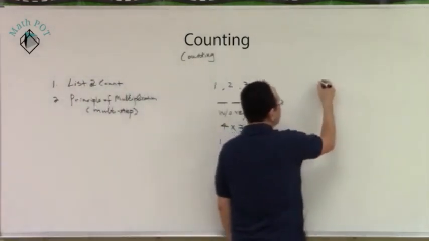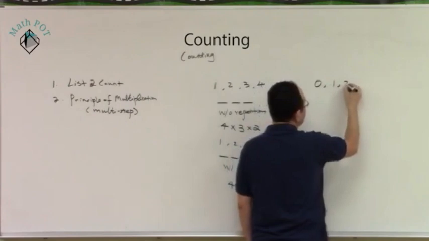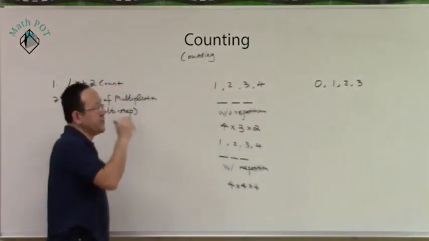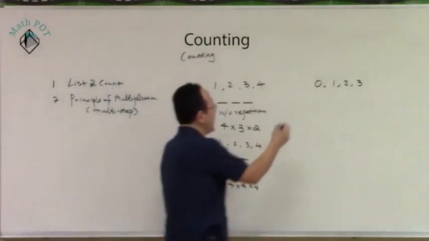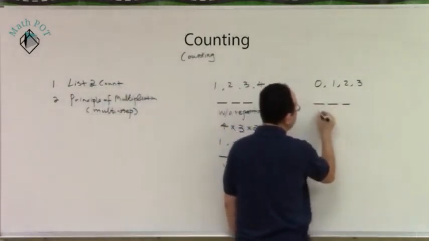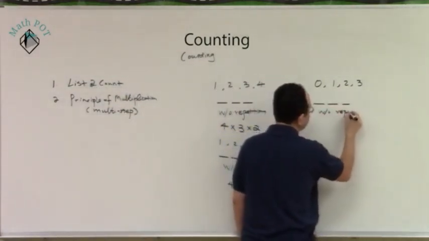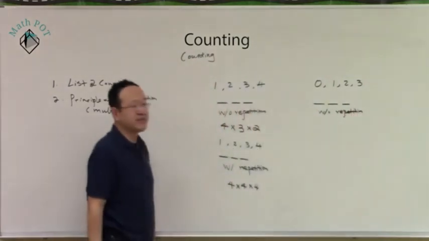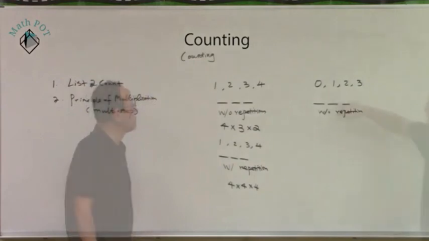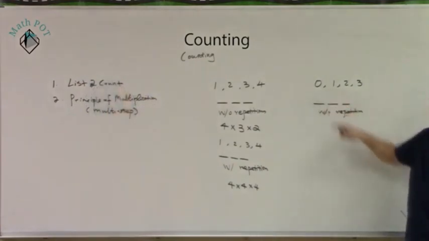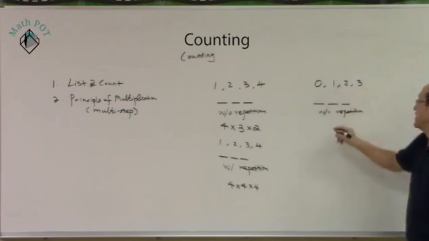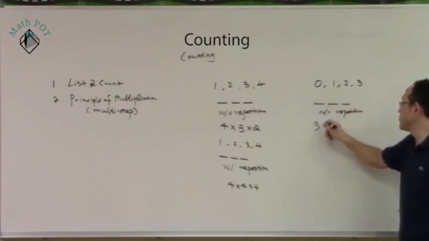So I'm going to set up another different problem. How about this time I want to put a 0 there? So using 0, 1, 2, 3 to create a 3-digit number without repetition. Let's see how many 3-digit numbers without repetition are possible. Of course, we cannot put a 0 in the first place. That means we can put 1, 2, 3 only. That means the first step, we have 3 ways.